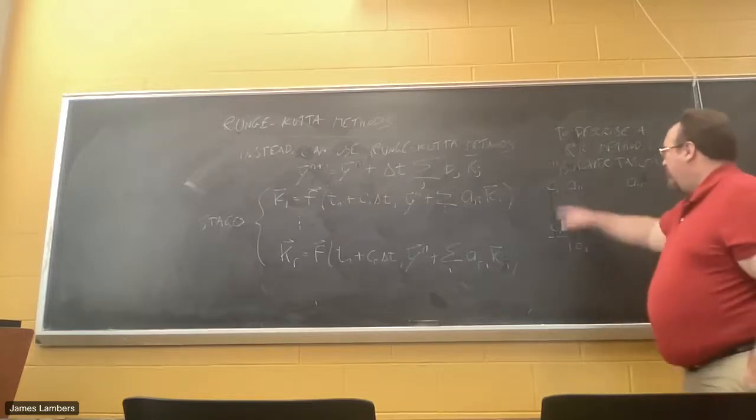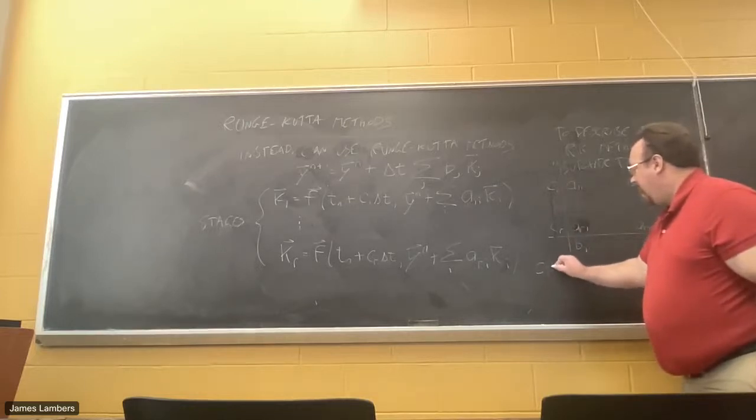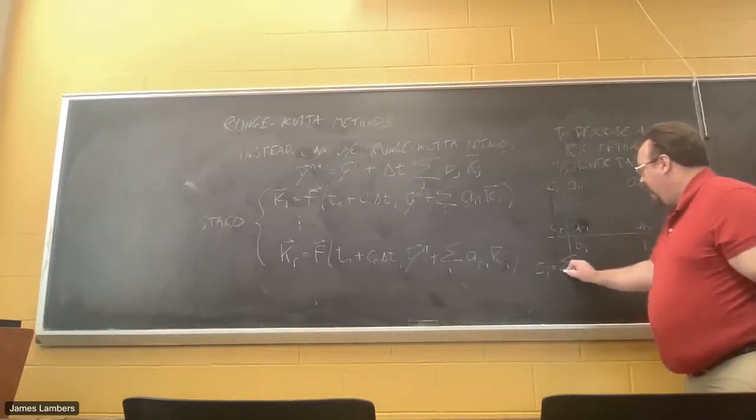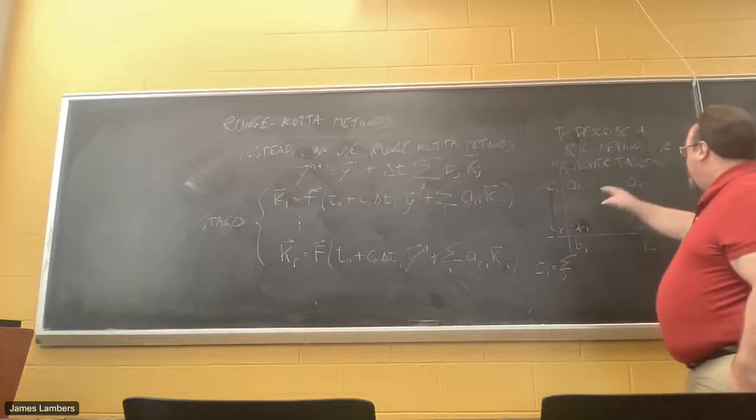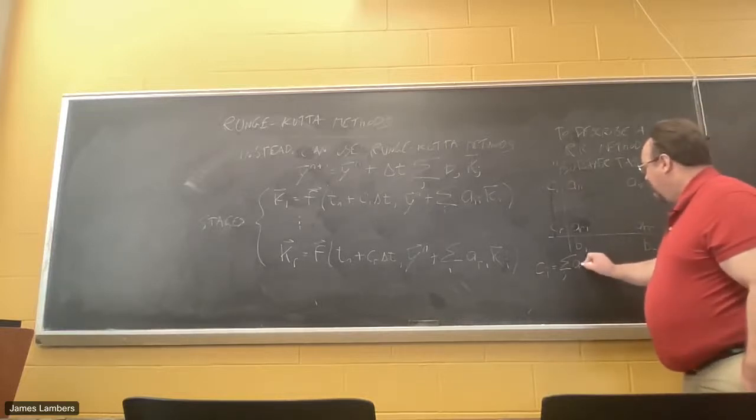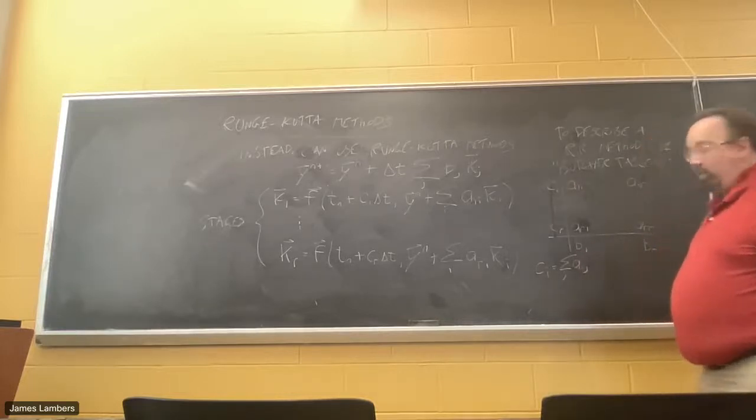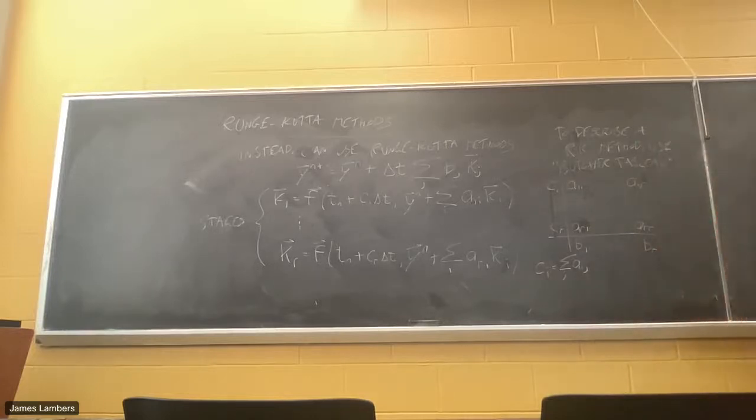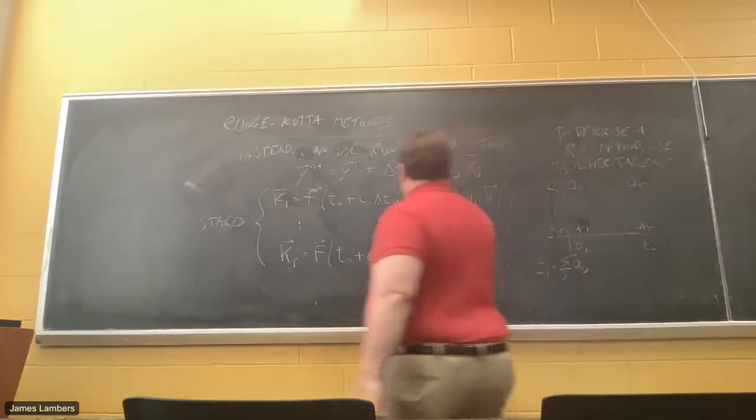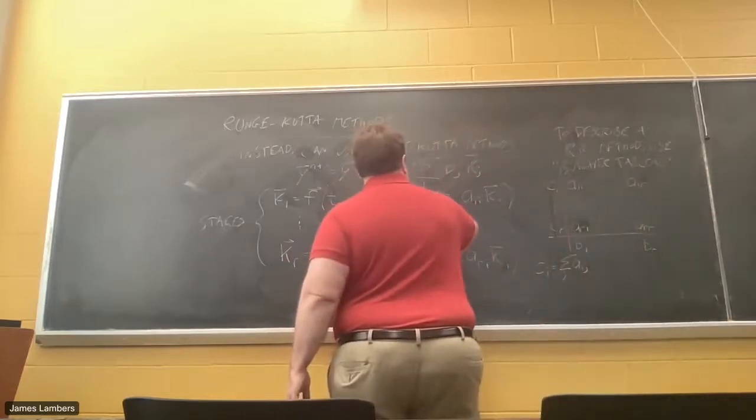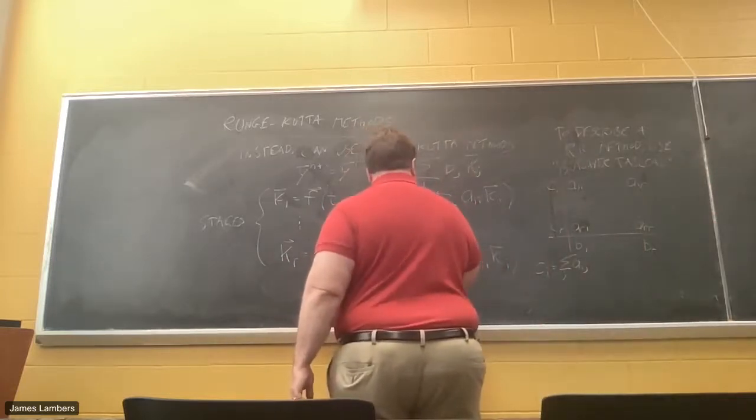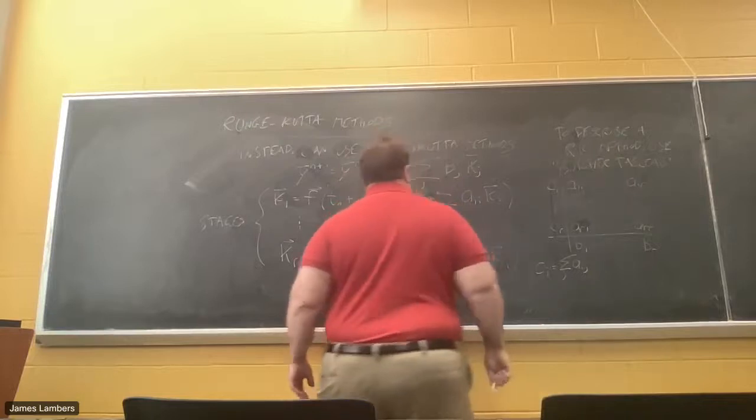Now, these coefficients, the c's: each c_i is a sum over j of all the a coefficients in that row. And it makes sense because, sorry, there's a delta t factor here. Okay.